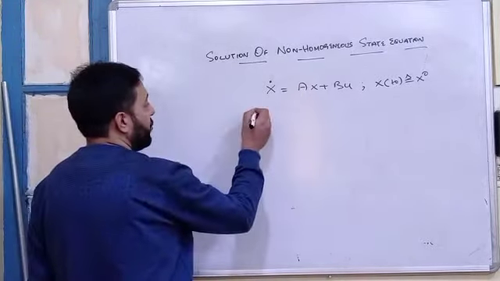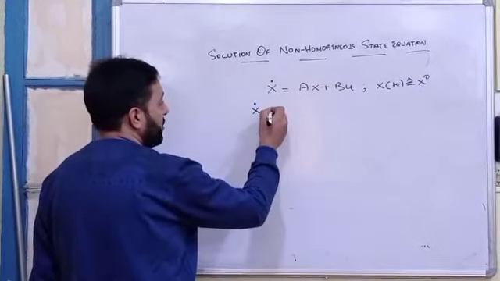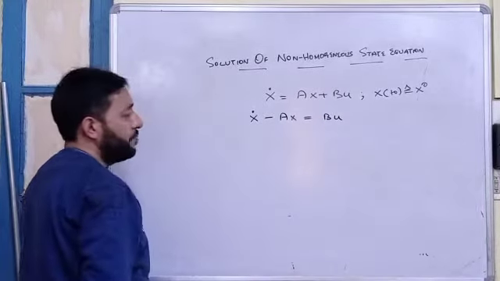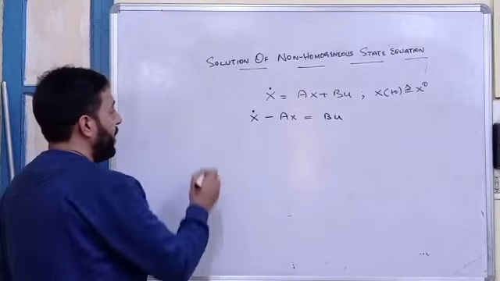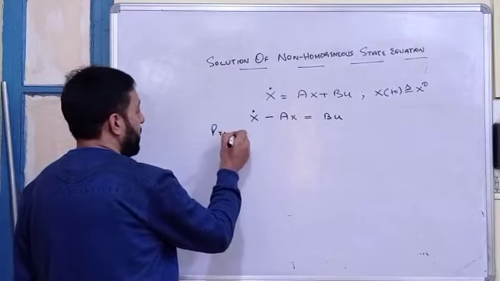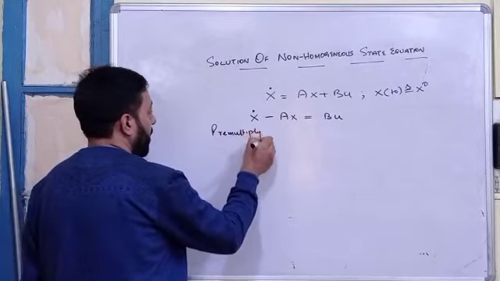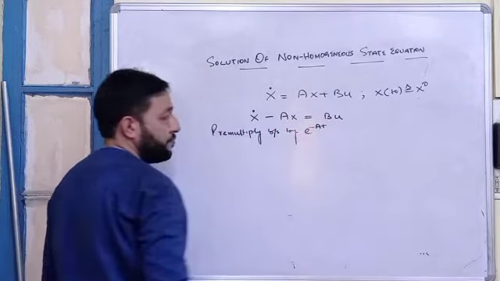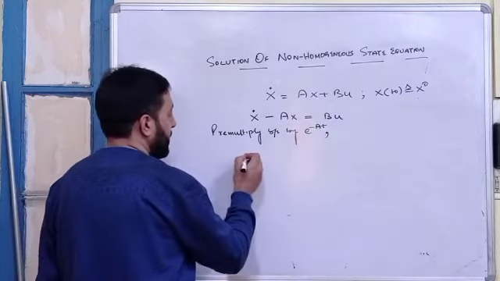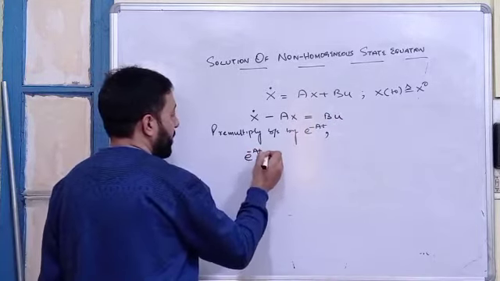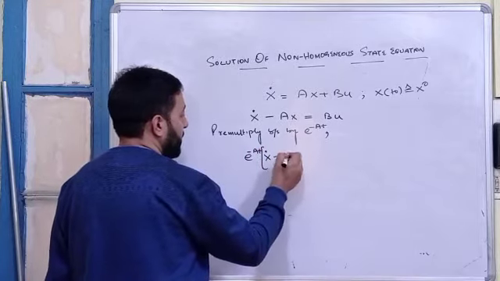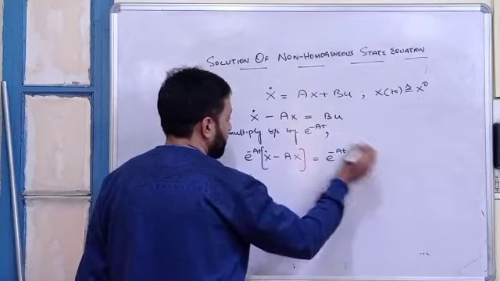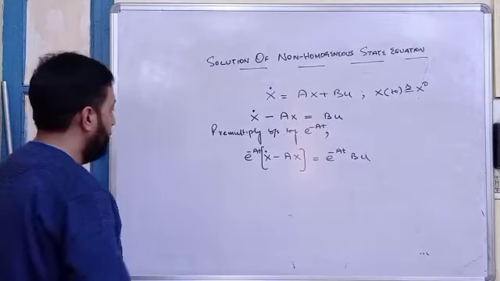So this equation is to be solved. What do I do with this equation? I take this AX on this side. So this is x dot minus Ax is equal to Bu. Now I pre-multiply both sides by e to the power minus At. What do I get? I get e to the power minus At times (x dot minus Ax) is equal to e to the power minus At Bu.